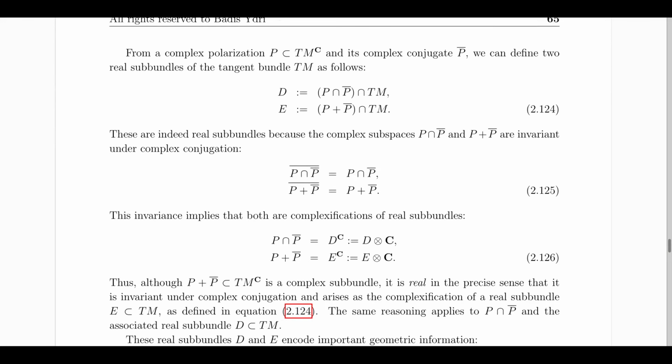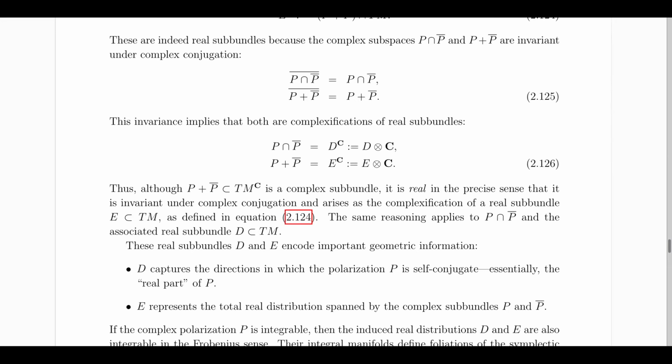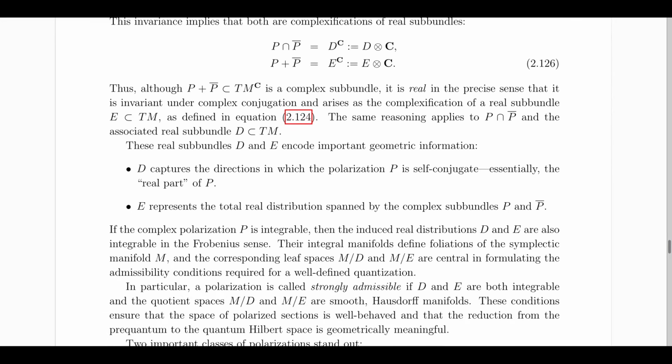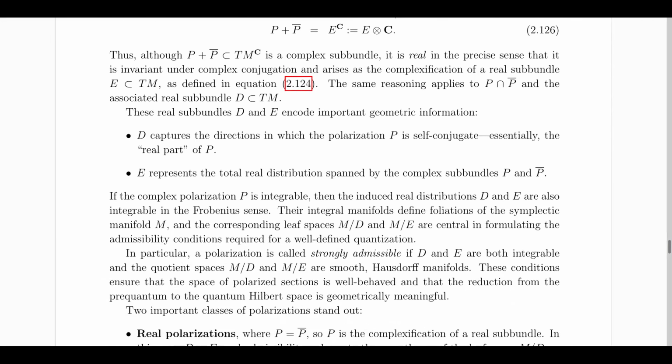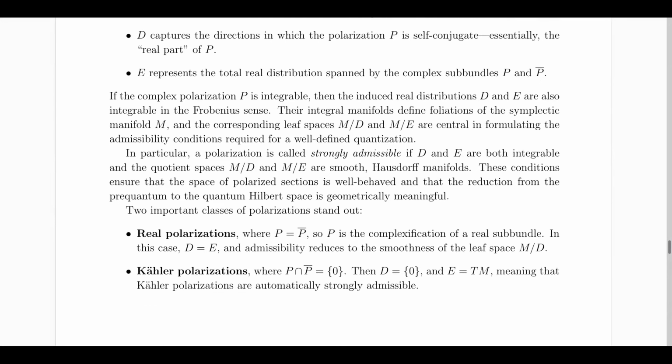Given a complex polarization, we can extract two real subbundles from it, one by intersecting the polarization with its complex conjugate, and another by taking their sum. These two bundles, often labeled D and E, carry important geometric meaning. D represents directions where the polarization is self-conjugate. It is, in a sense, the real part. E spans the full real distribution generated by the complex and conjugate complex directions. If the original complex polarization is integrable, so are these real distributions. Their leaf spaces, the quotient manifolds M over D and M over E, become important in defining the geometry of the quantum theory.